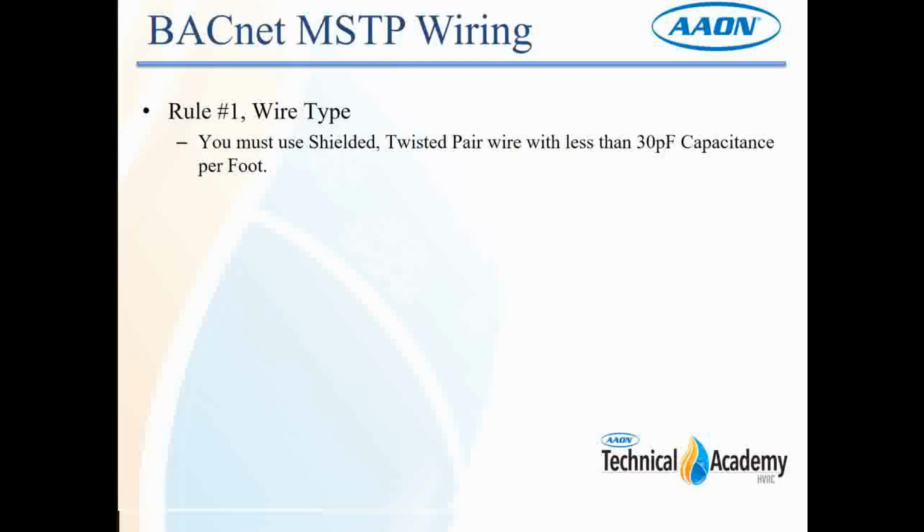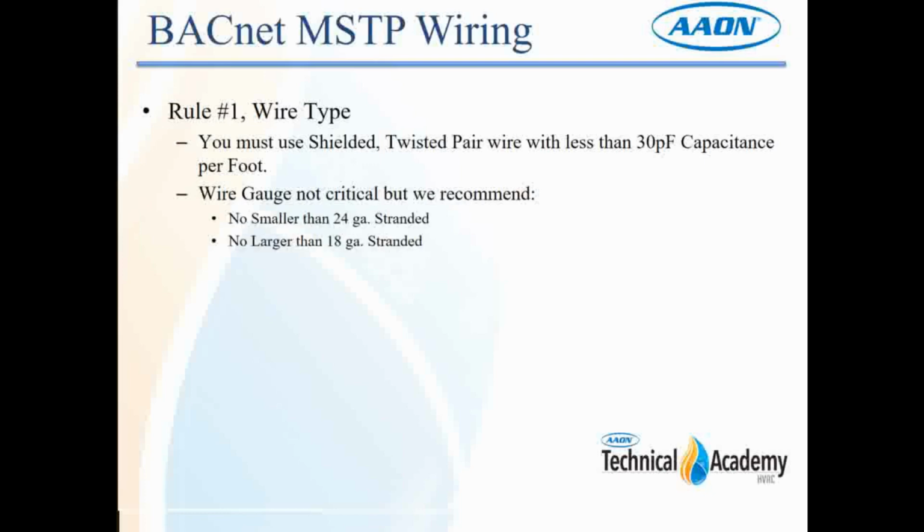Now, most of your supply houses, if they supply other things other than cable, they might not know what you're looking for here. So the best thing that I can give for advice is to ask for standard BACnet MSTP wire, and usually they will have some of that in stock. So the wire gauge is not super critical, but I do recommend that you go no smaller than 24 gauge stranded wire and no larger than 18 gauge stranded wire.